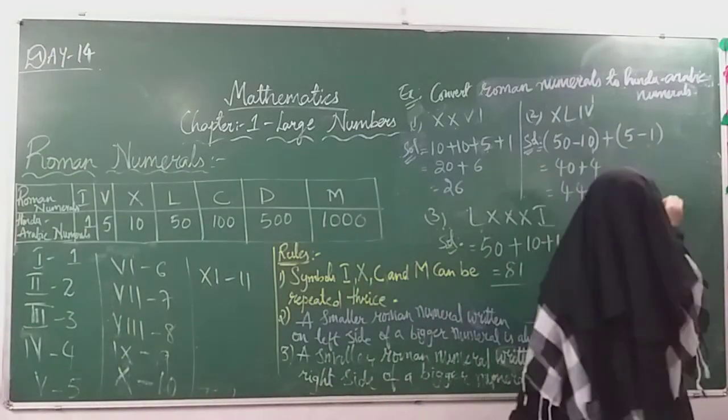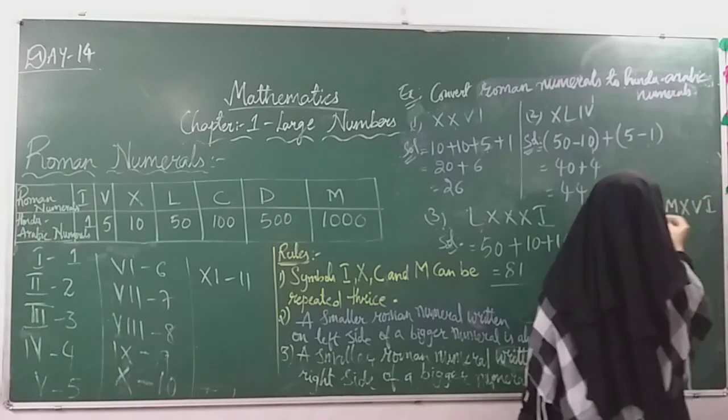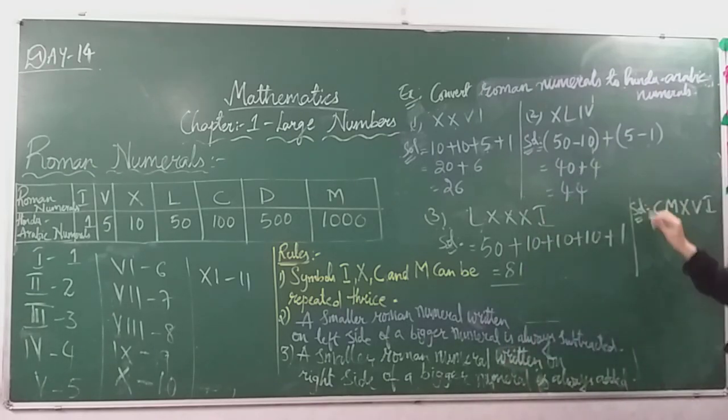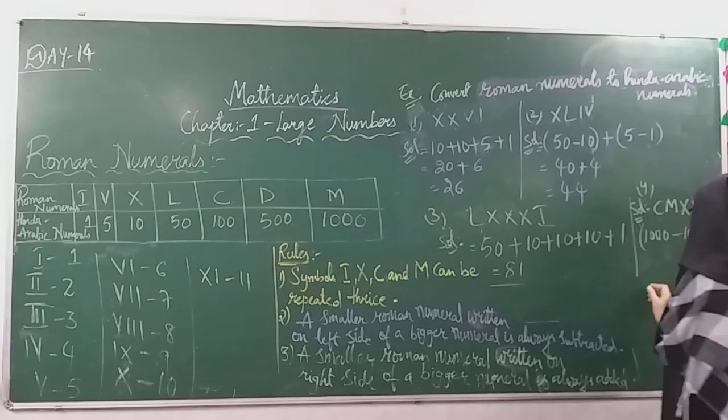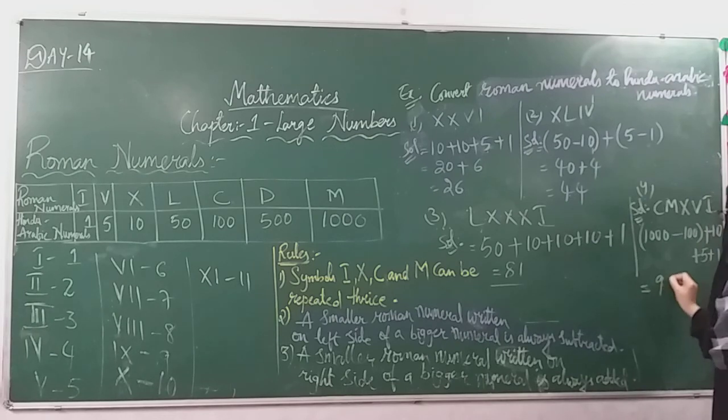Last one is CMXVI. For this C here, M is bigger than C. C is coming on the left side of the M. So we'll write M first. M stands for 1000 minus, what is the value of C? 100. Okay, plus X means 10, plus VI means we have to add 5 plus 1. 1000 minus 100, 900, right? Plus 10, plus 5, 15. 15 plus 1, 16. So what is the answer for this? 916.